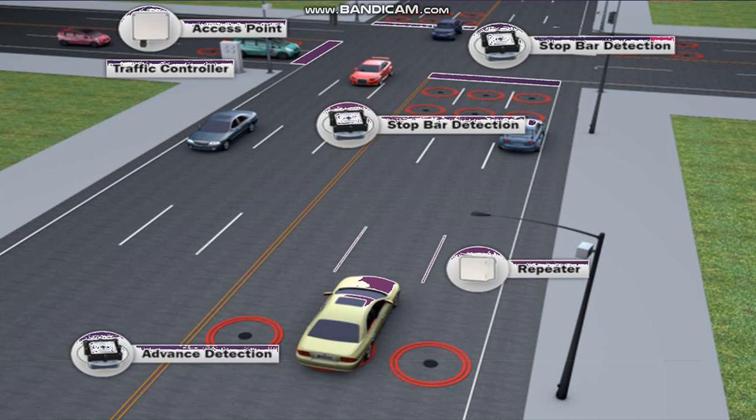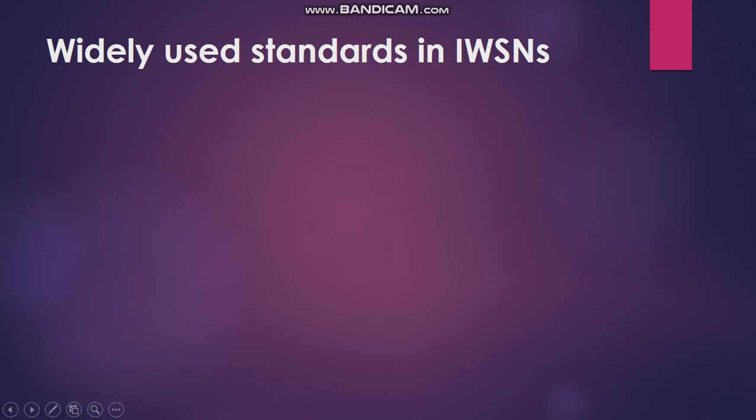This is a picture of how the sensors would work in a commercial use, but this can also be used in industry standard. There are readers, stop bar detection, access point, traffic controller, and there will be enhanced detections, and all the messages will be sent to a server, and then all the information can be calculated.